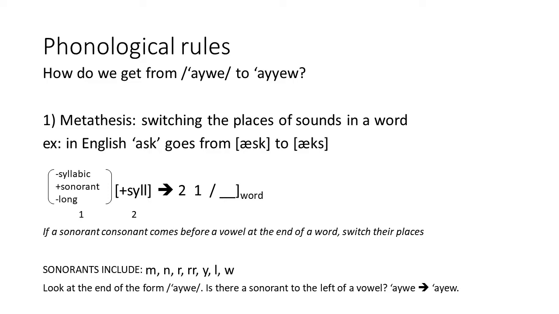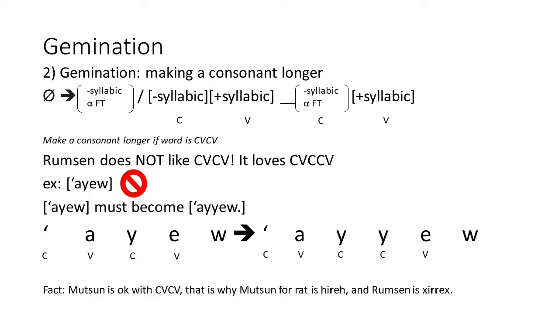So ayyew becomes ayyew. So this is the first step that has to happen. The next step is called gemination. A geminate basically is like a long consonant or a double consonant, like two M's next to each other, two K's or two Y's, whatever. So gemination is when you make a consonant double or longer.